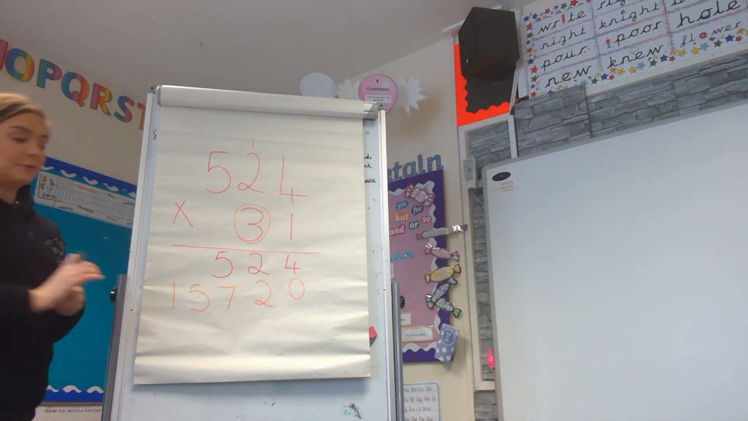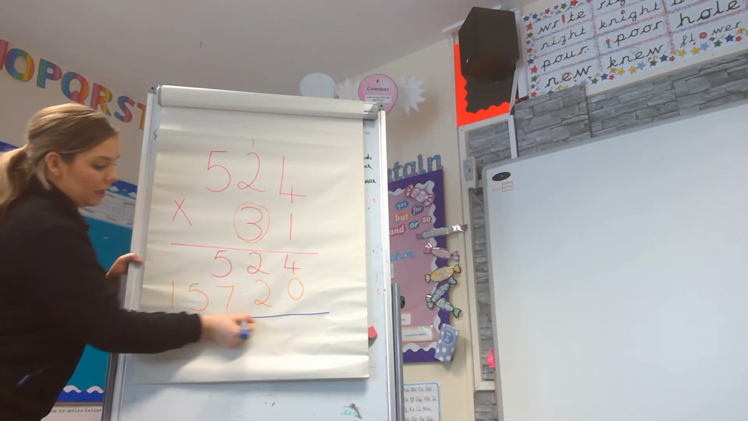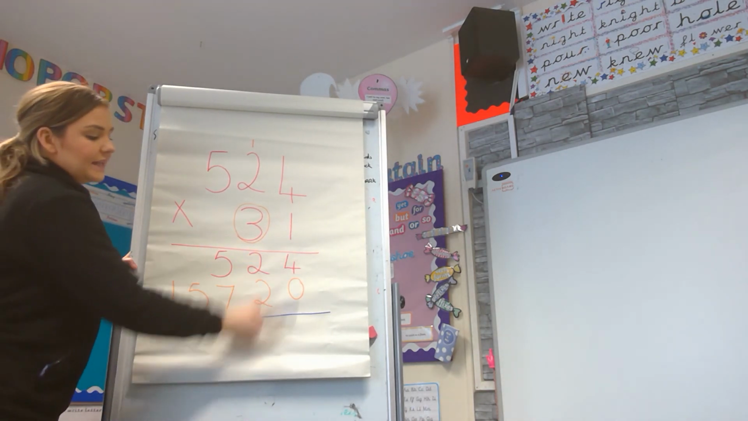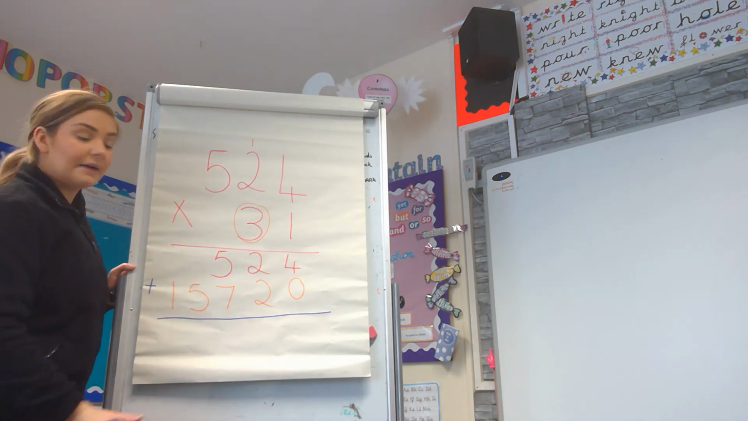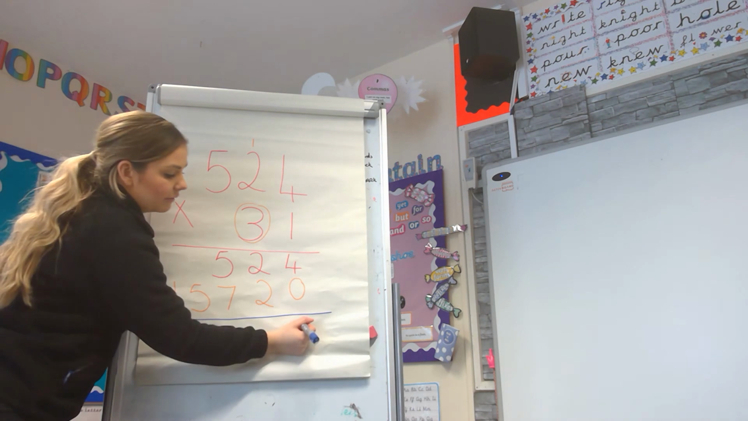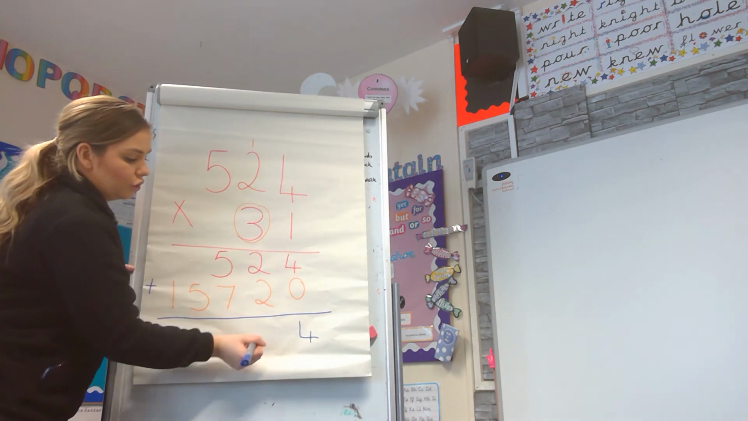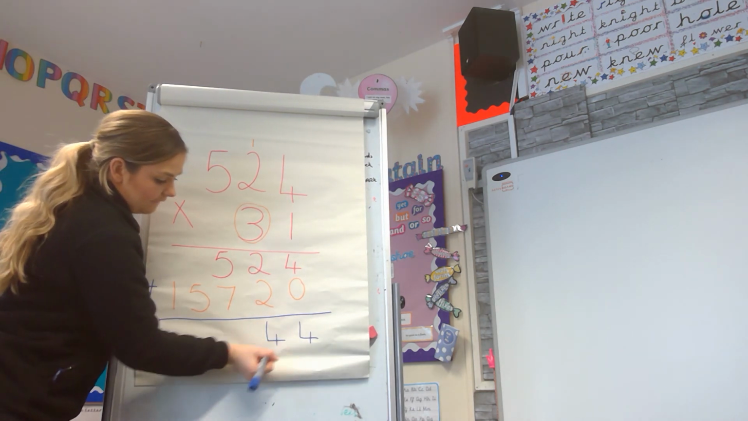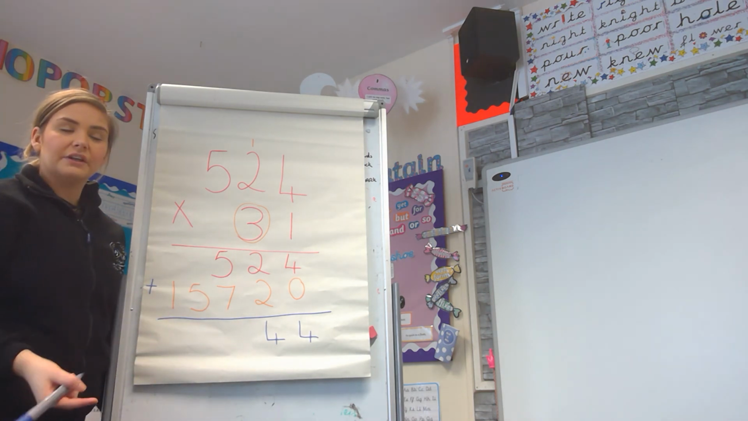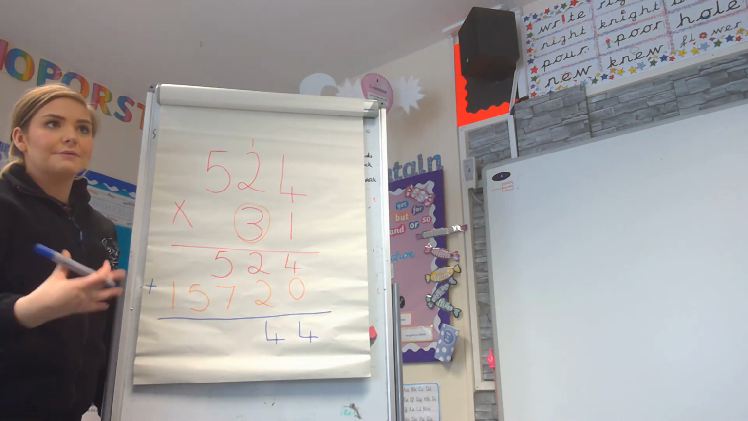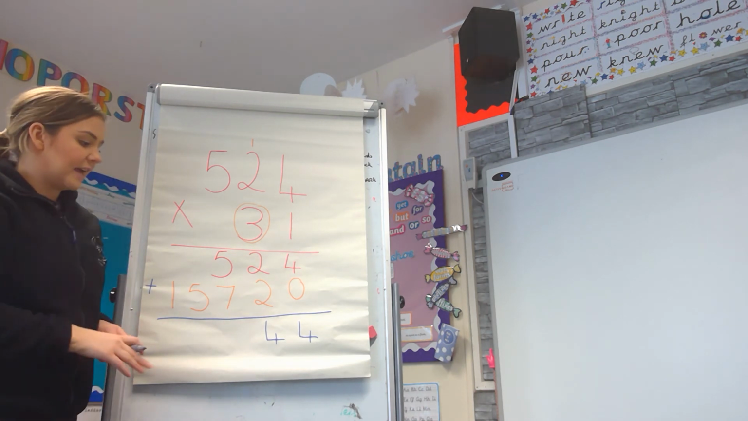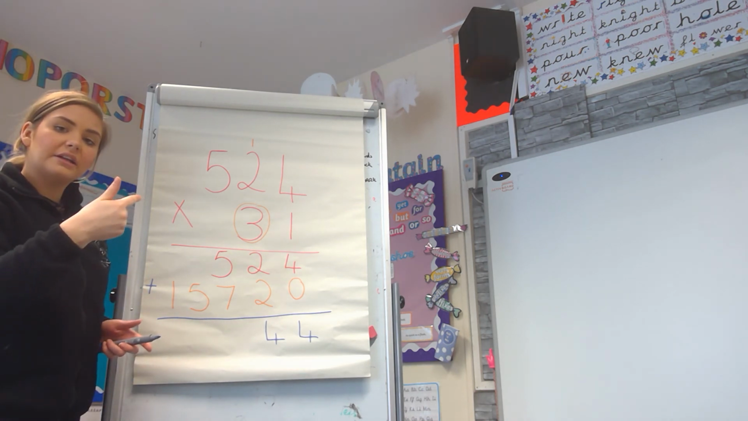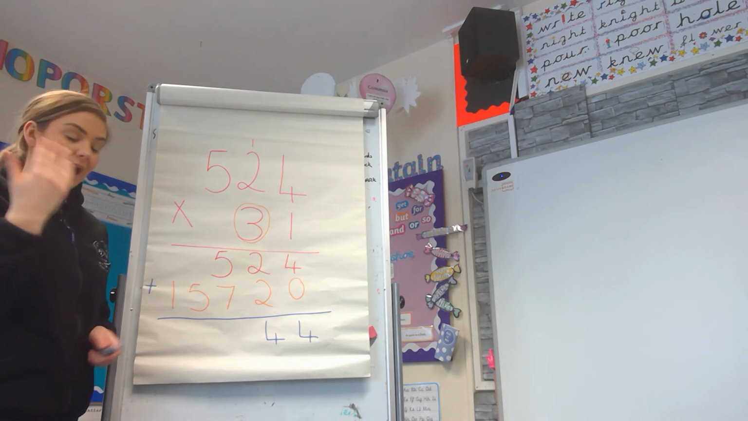So I'm going to put my other equal sign here. I'm going to add them using column addition, which we're really good at. 4 add 0 is 4, well done. 2 add 2, again, 4. 5 add 7. Now I know 5 add 7 is going to be more than 10. If I'm not sure, I can put 7 in my head, count on 5. 7, 8, 9, 10, 11, 12.